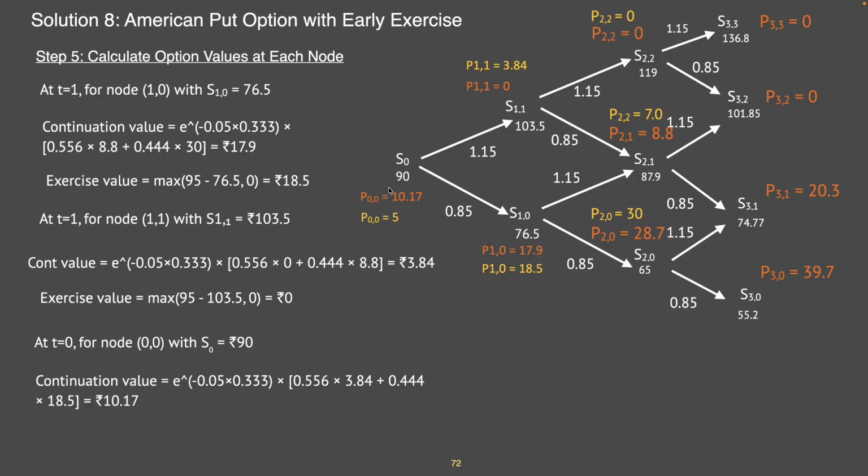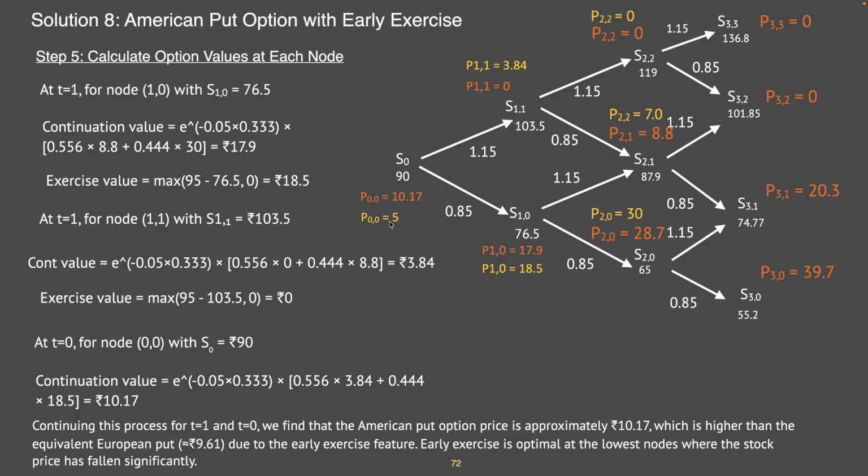So the value of the option at P00 will be 10.17 continuation value, whereas the early exercise value is very simple, 95 minus 90 comma 0. So the early exercise value will be 5. So at the start of the contract, the option has a price of 10.17, that is the continuation value, whereas the early exercise value is only 5. So we consider the higher of these two, so the value of the option is 10.17. So this is how we calculate the value of the option using the binomial tree.